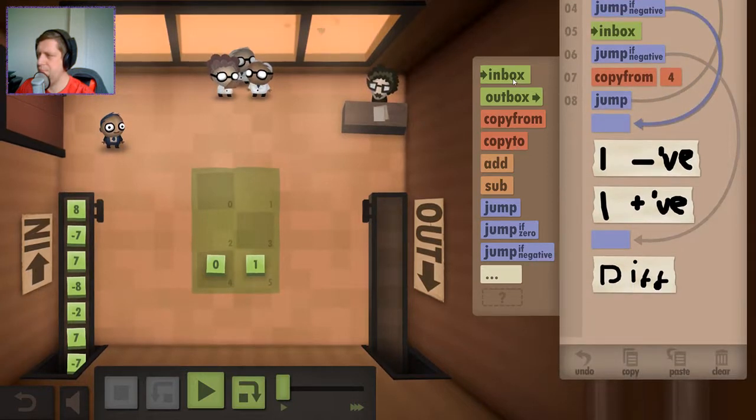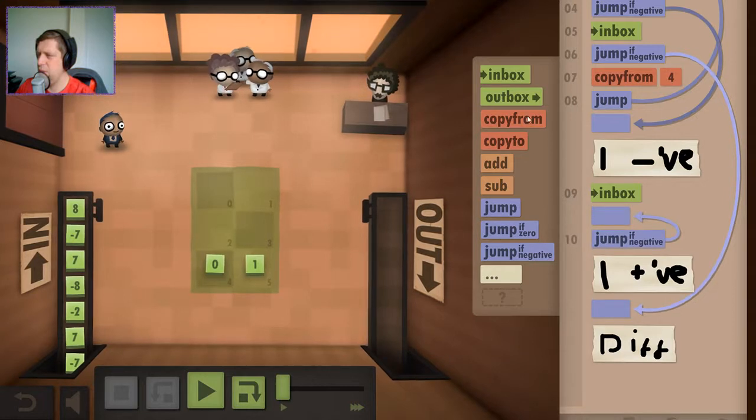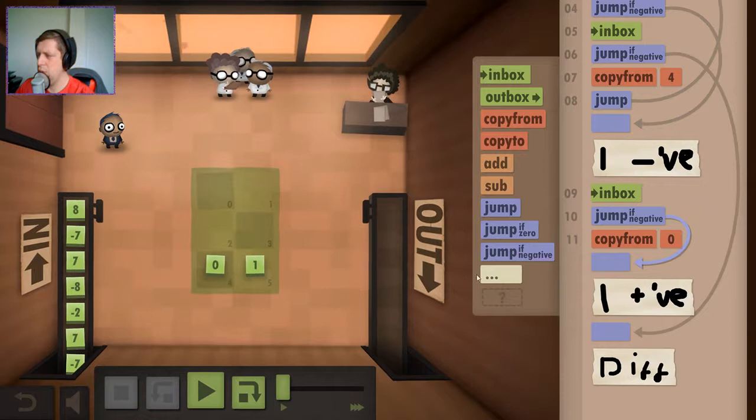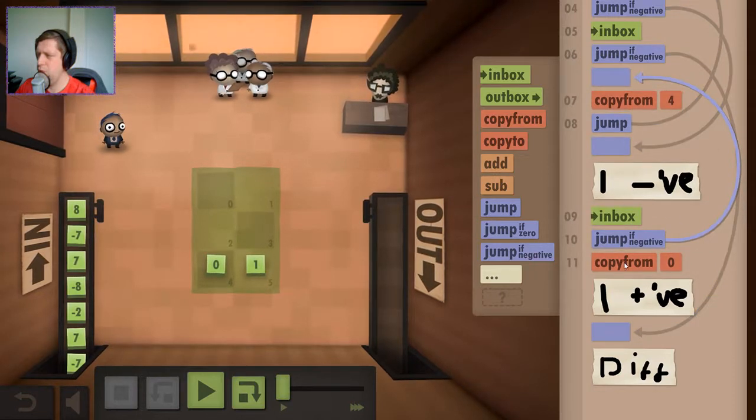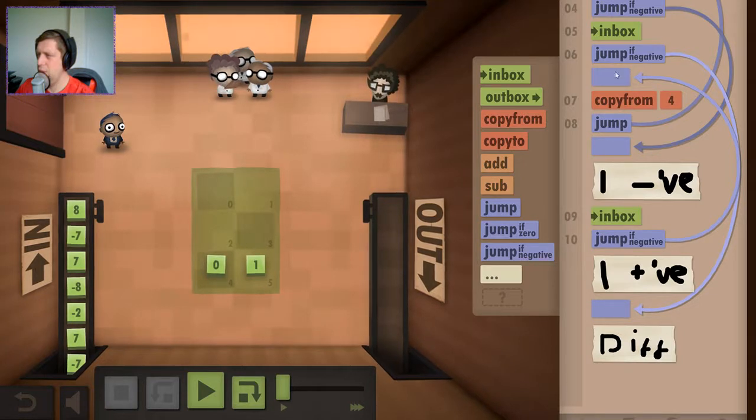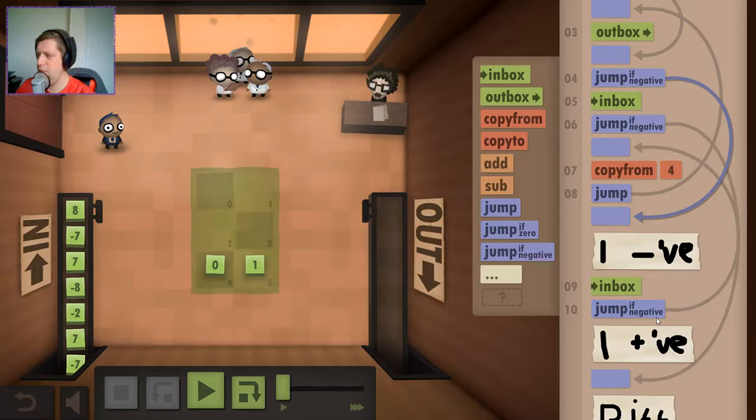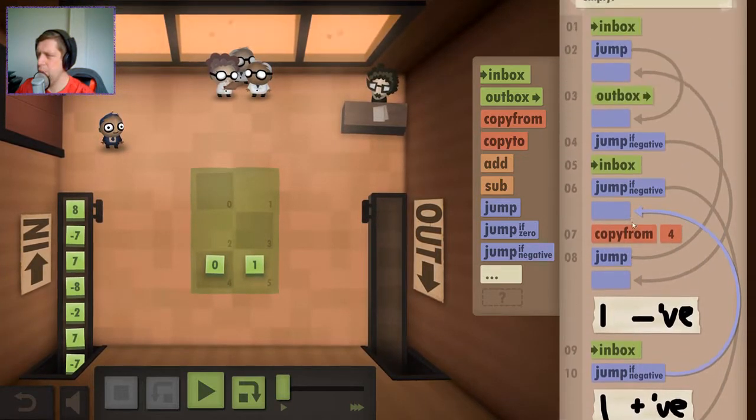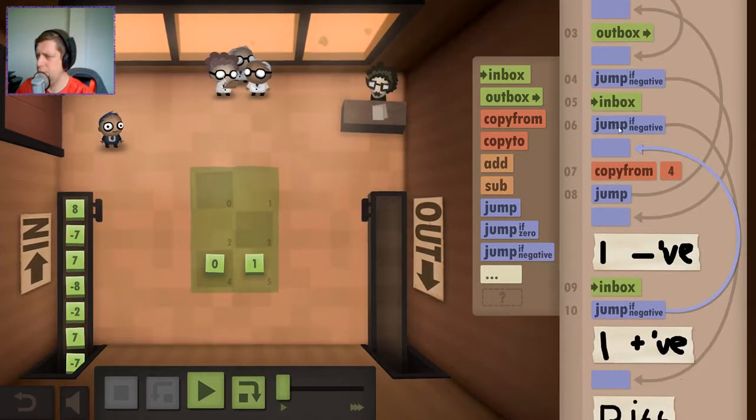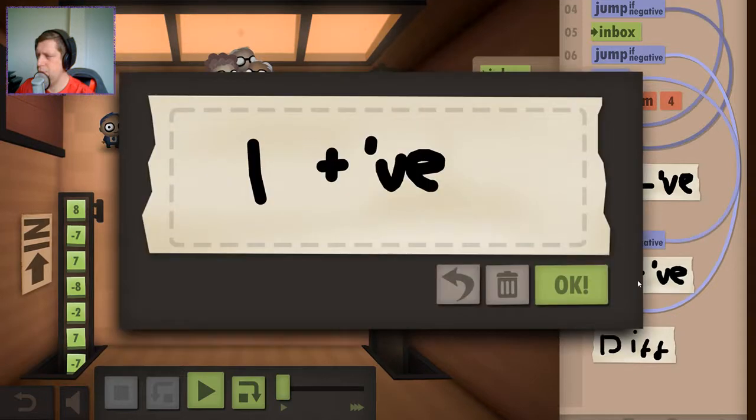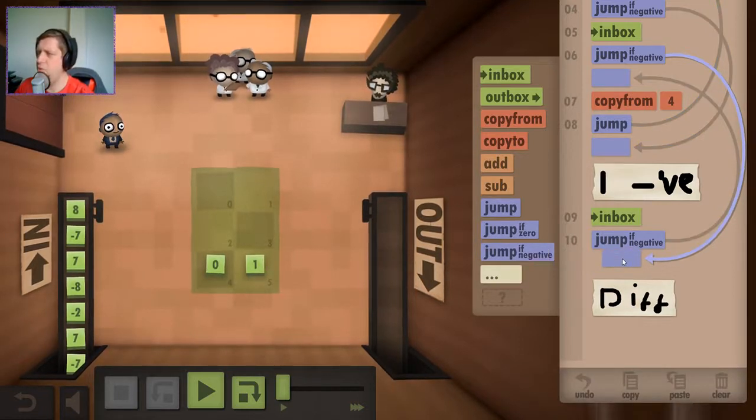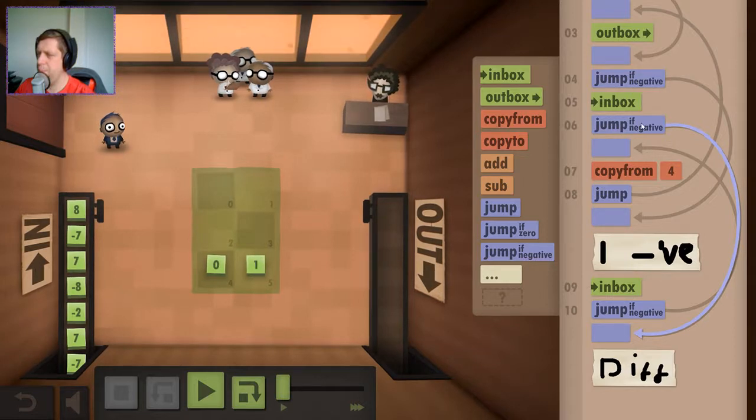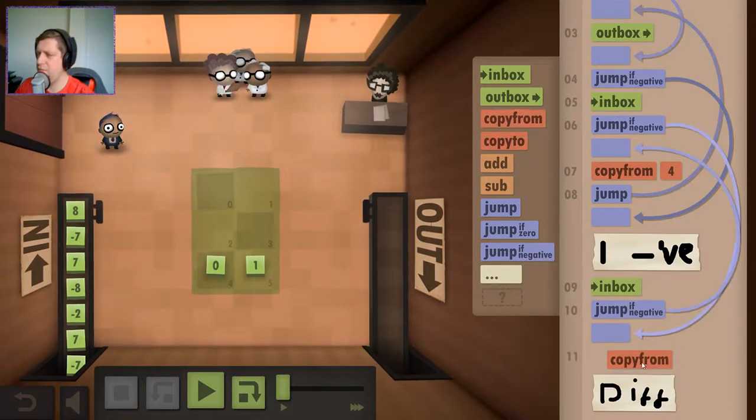First one is negative. Copy it from the inbox. If it's negative again, we want to copy from, do that, right? If it was negative, go to here. If it's negative again, go back to there. Get rid of that. I don't need that. So what are we doing here? Here we're jumping if the first one, so that's a positive and a negative, right? So we want to copy from one.